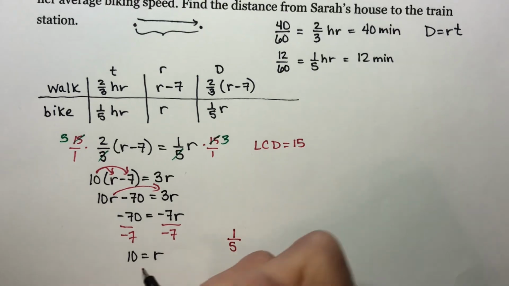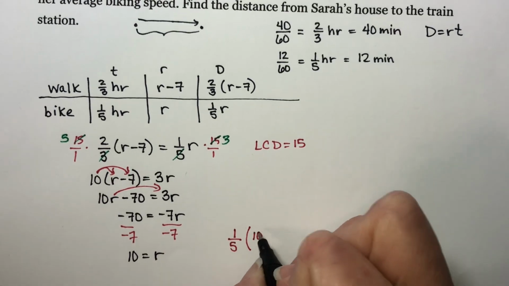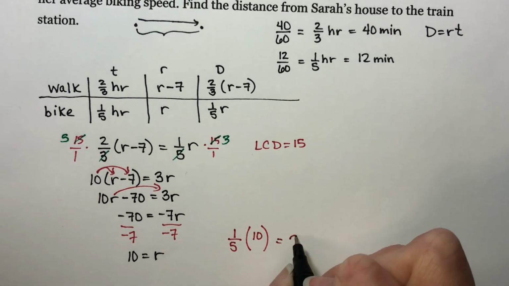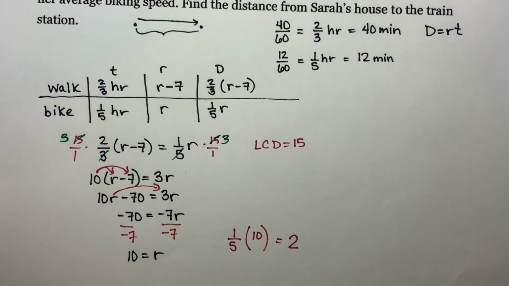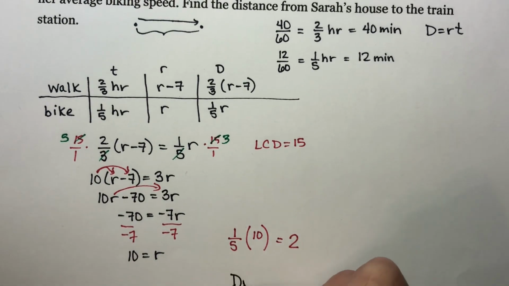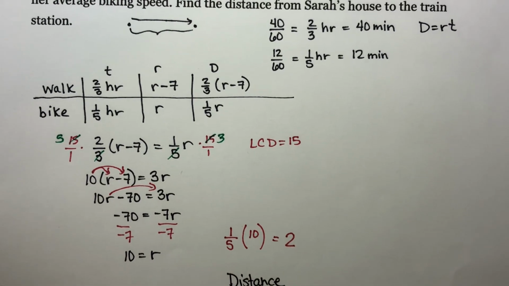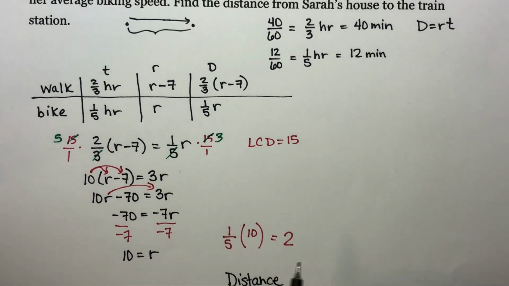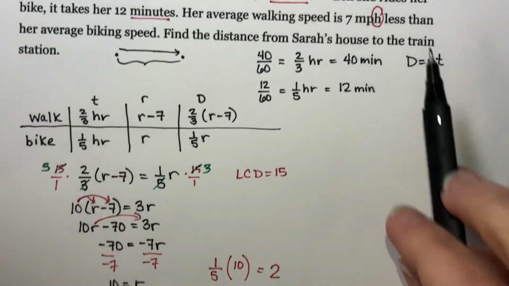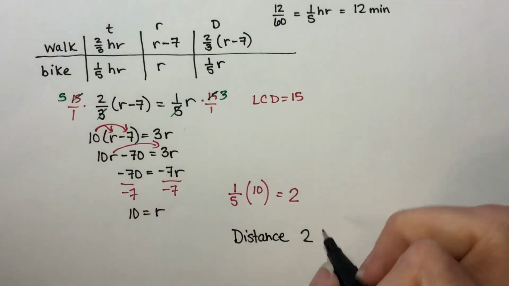1/5 times R, 1/5 of 10 is 2. So the distance from her house to the train station is 2. This was in miles per hour, so this is miles.